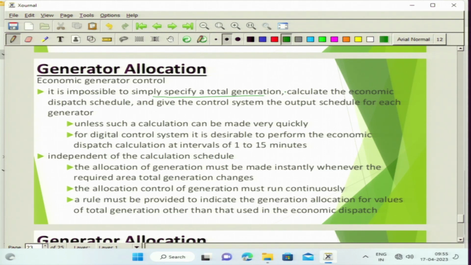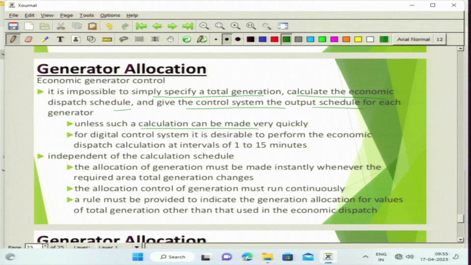In general, it is impossible to simply specify a total generation, calculate the economic dispatch schedule, and give the control system the output schedule for each generator. Imagining exactly this is the disturbance that is going to happen, you cannot pre-plan everything because disturbance happens all of a sudden. Unless such calculations can be made very quickly, economic dispatch and assignment are well and fine, but in the practical sense that does not happen. For a digital control system, it is desirable to perform the economic dispatch calculation at intervals of 1 to 50 minutes.